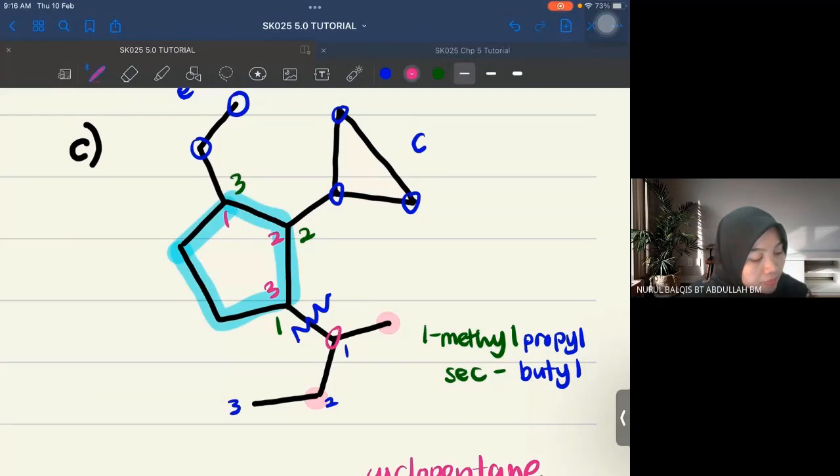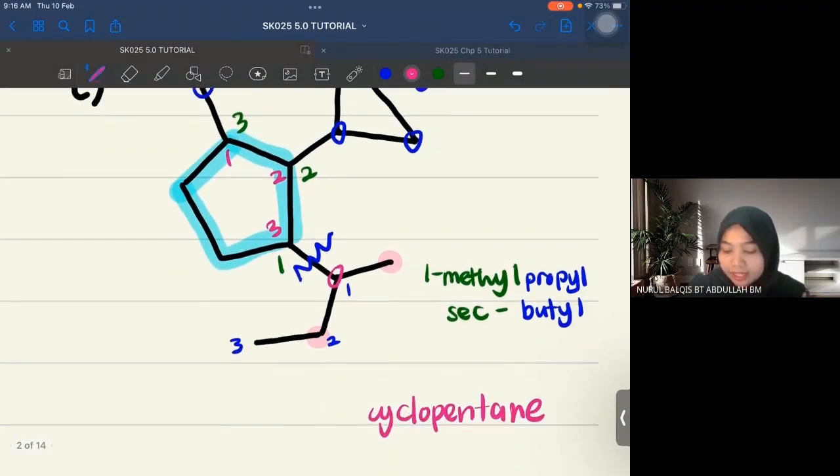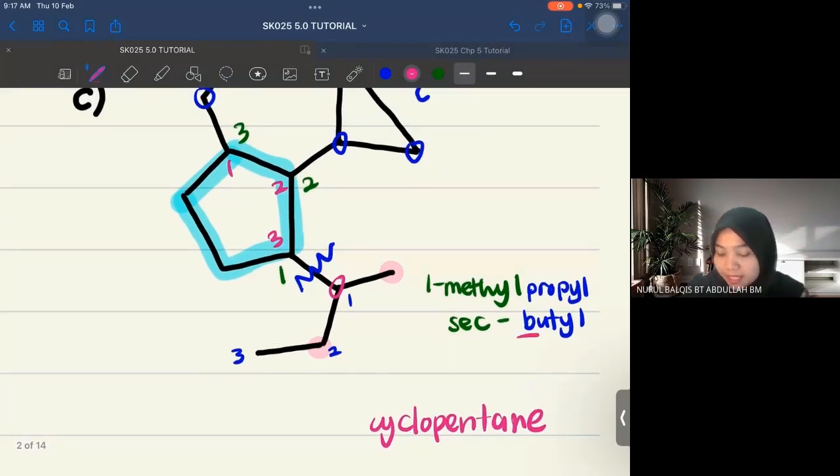Sebab ikut alphabet. Kalau ikut pink, kita akan jumpa E kan? The first one. Kalau ikut green, kita akan jumpa B, is it? B. So you're supposed to follow the green one or the pink one? Green. The green one.